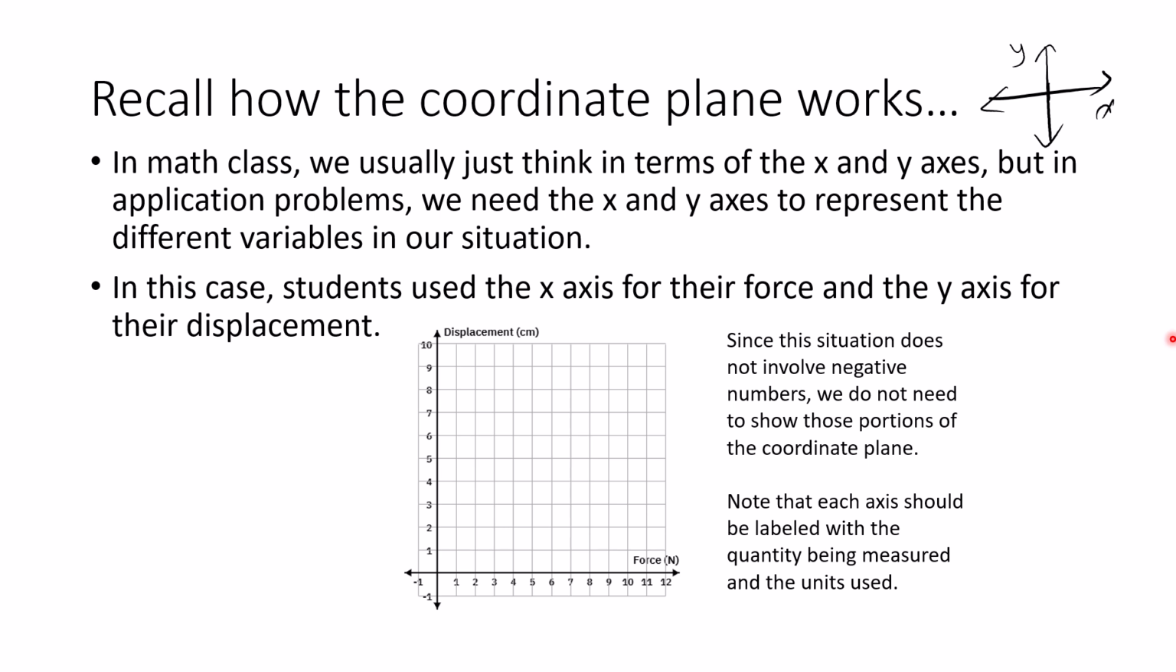Since this situation does not involve negative numbers, we do not need to show those portions of the coordinate plane. Now, when I made this, I did put it going to -1 and -1, just to show you that those other quadrants are still there. But in this particular example, the spring doesn't stretch negative. There are places where you might have that, if it's the kind of spring that will both stretch and compress, but that was not what the students were working with here. Note that each axis should be labeled with the quantities being measured and the units used.